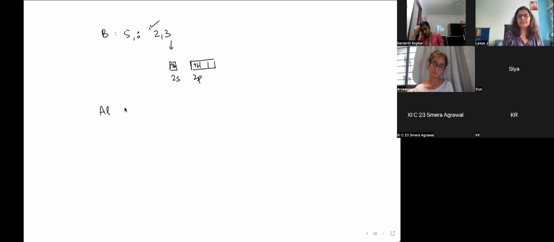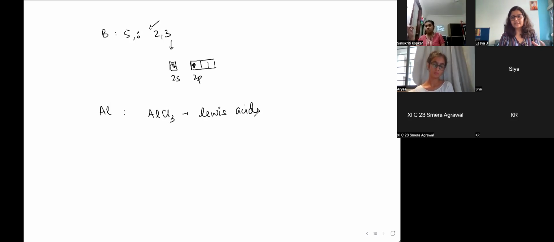Same is the case with aluminium. It gets into the habit of pairing electrons. Good catch. Aluminium also has the same thing. AlCl3 is a Lewis acid because it is electron deficient. It wants to fill up the p orbitals also. The same is the case with both.